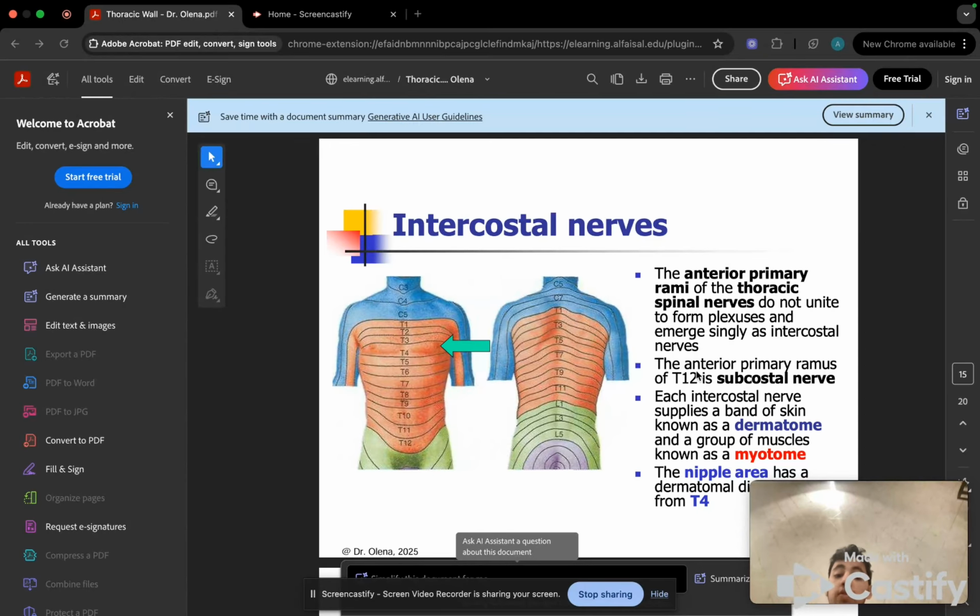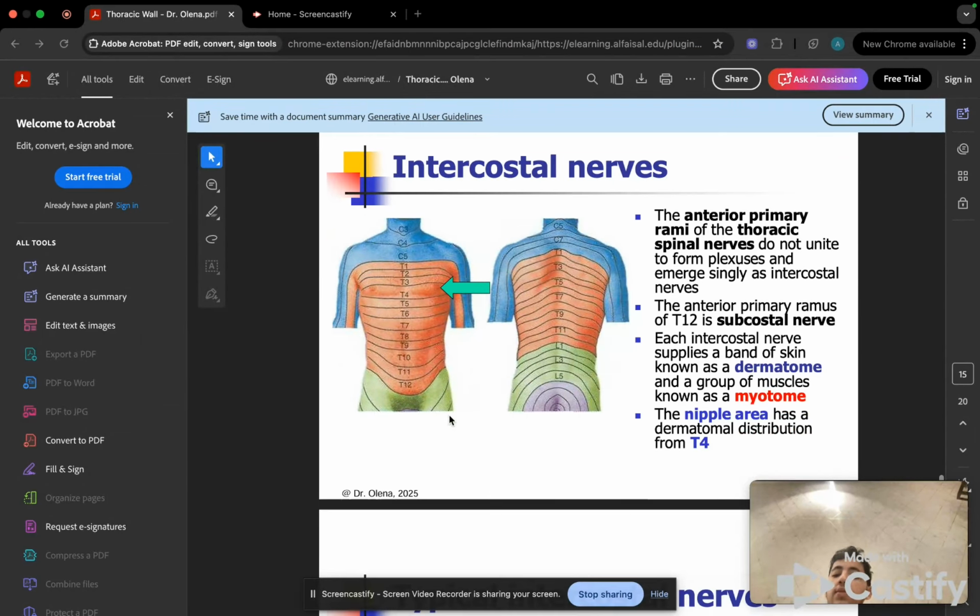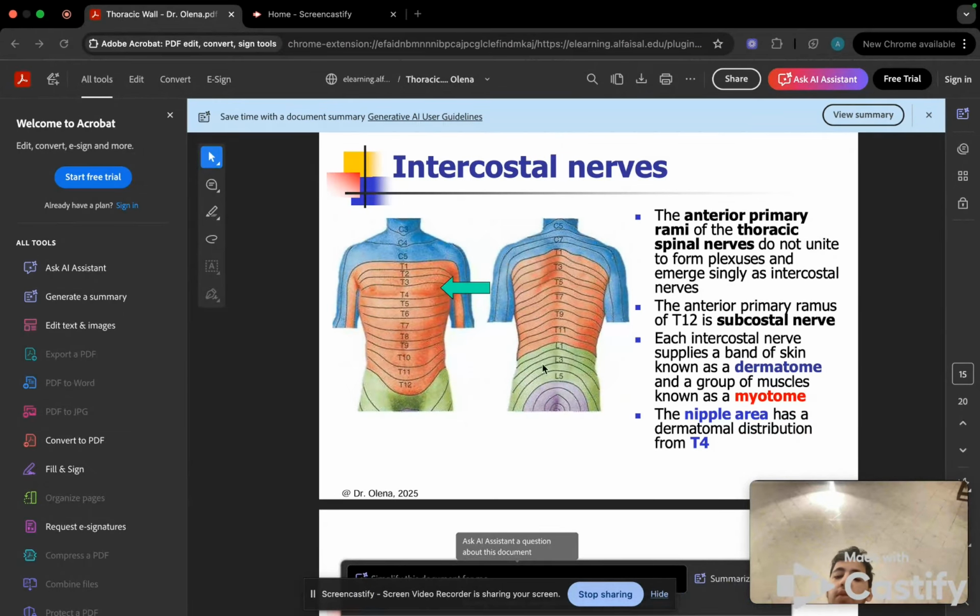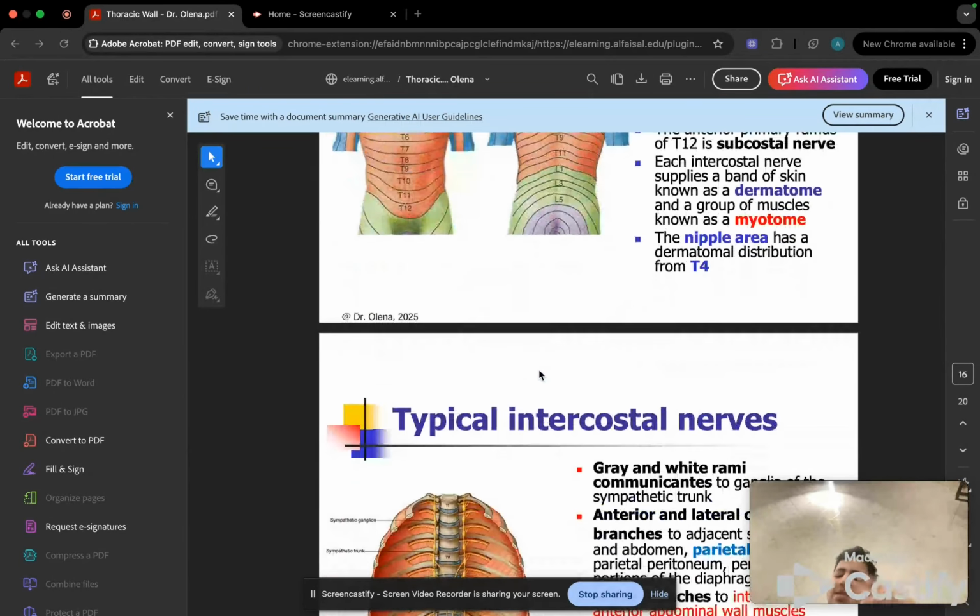You just need to know T4, I think, and T10. T4 is basically the area of the nipple, and T10 is the area of the umbilicus. See? T4 and T10. So a dermatome is basically the area of skin that is supplied by one spinal cord level. I don't know what its name is, to be honest.